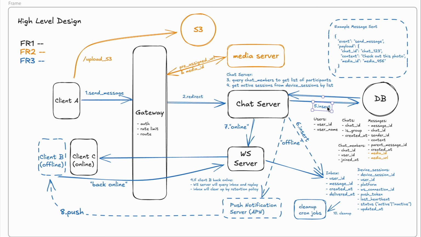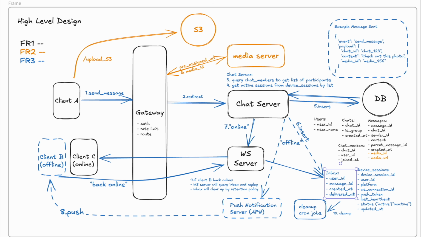Then the message, similar to the previous steps, will be persisted into the database. A new record will be inserted into the message table, with the message ID, chat ID, sender ID, and content, and similarly the media as well. Step 6 is a new step, because for the offline users, we need to make sure that this message will be replayed later once they are back online. So there's a new table called inbox. Each entry contains the user ID, the message ID, and created at, and also an optional delivered at timestamp once it is delivered.